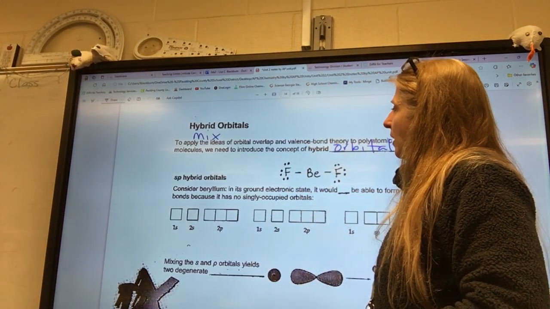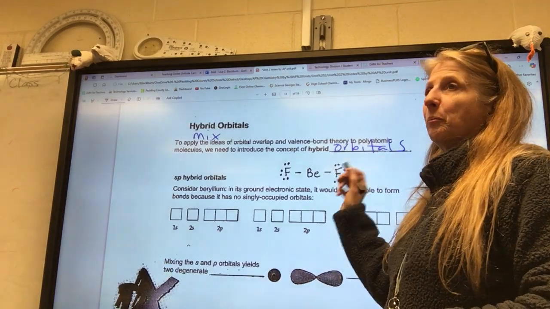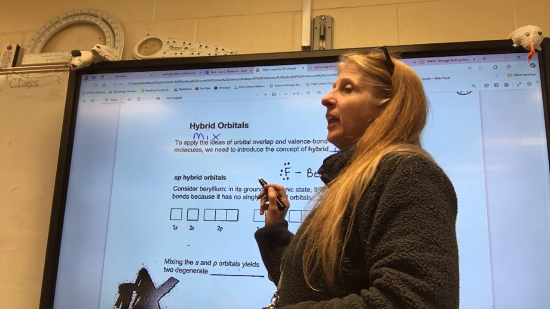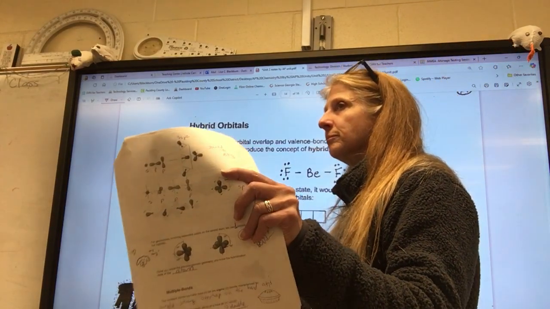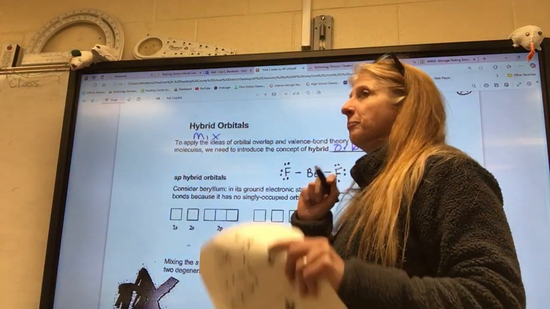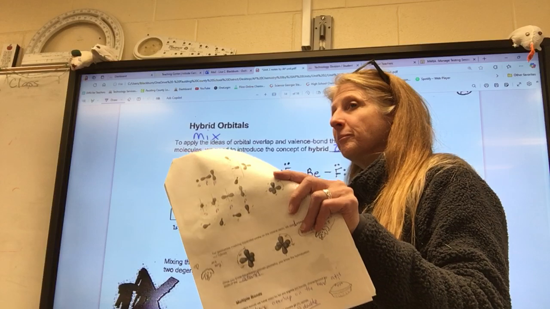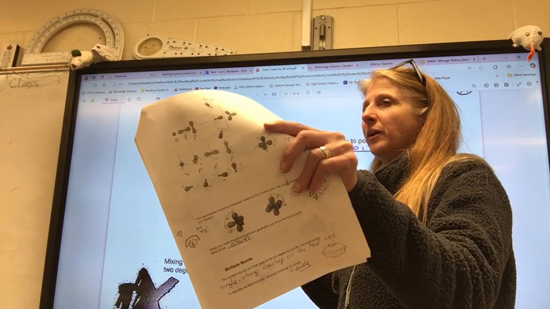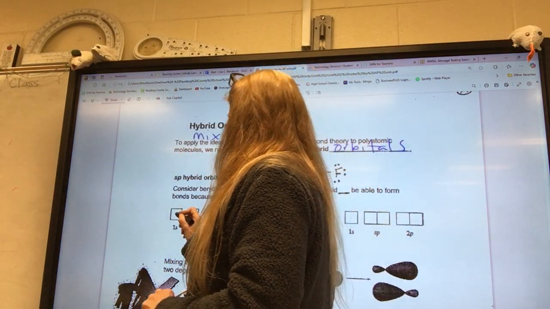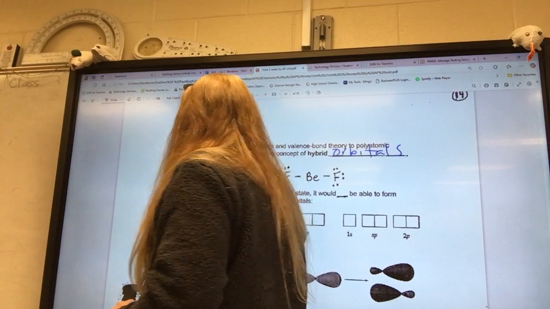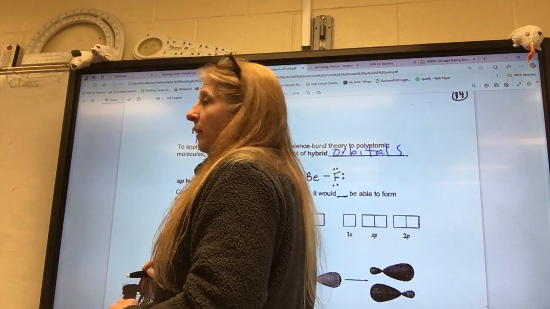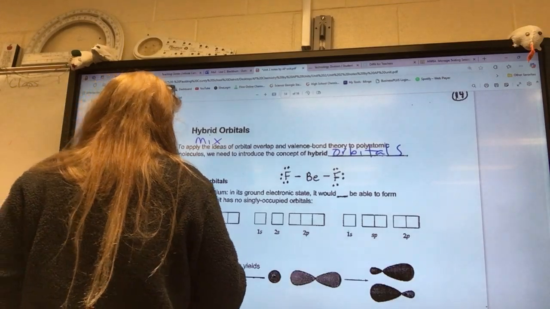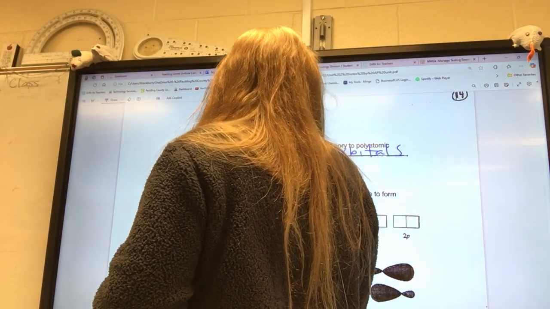Okay, so let's look at beryllium. Somebody tell me the electron configuration for beryllium. You can sing it if you want to. I scared you about this thing. What is it, Kevin? 1s2, and what is it? 2s2. Okay, that is what you would think it is.